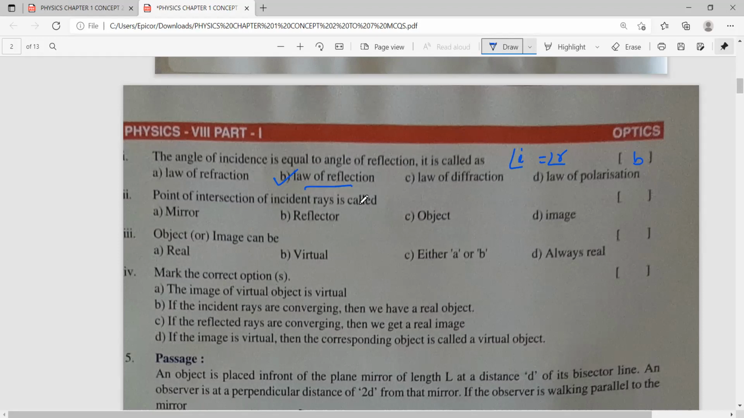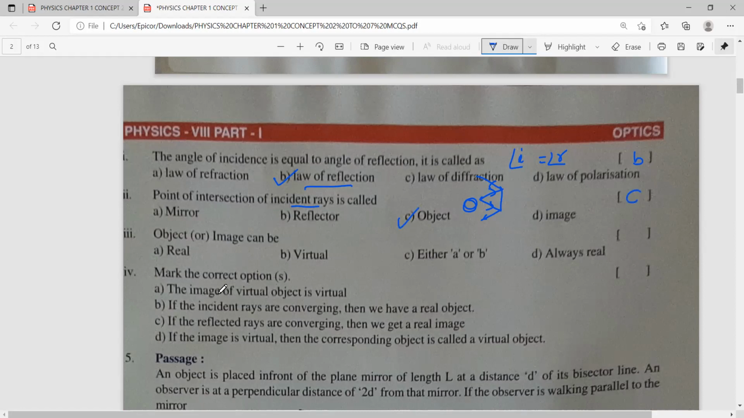Point of intersection of incident rays. When incident rays intersect, what will be produced? That is what we call an object. From the object, incident rays will come. So the point of intersection of incident rays is called an object, so it is option C.